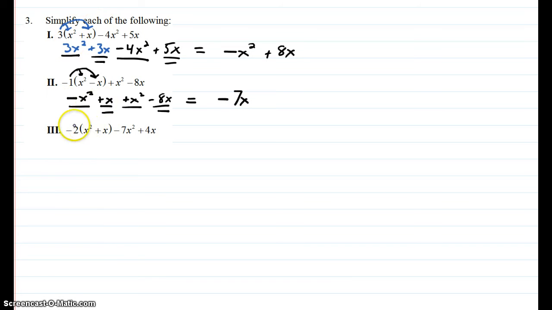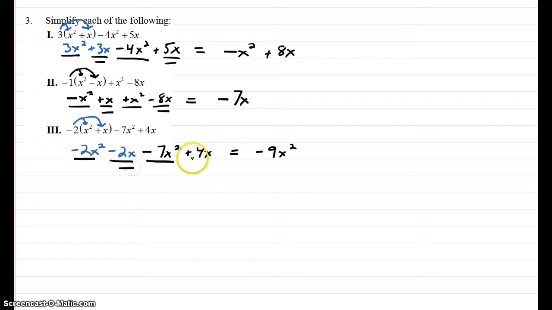And the last one, take the negative 2 and distribute it in. So I get negative 2x squared minus 2x minus 7x squared plus 4x. Now combine like terms. A negative 2x squared minus 7x squared gives me a negative 9x squared. And then negative 2x plus 4x gives me a positive 2x.